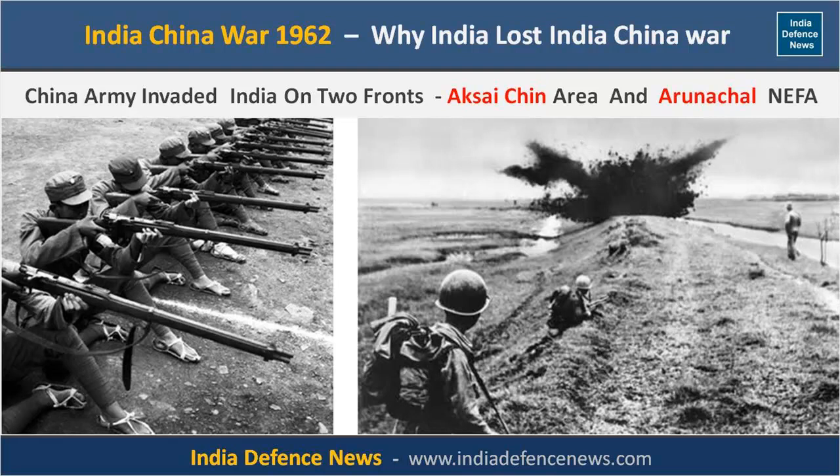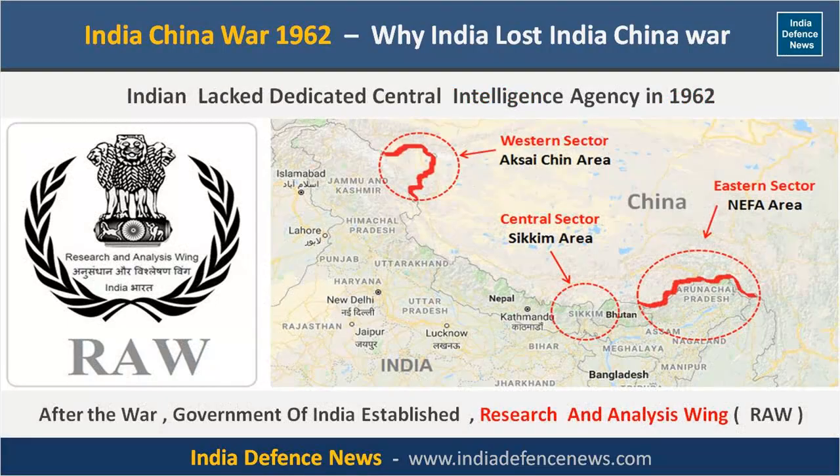The failure of crucial intelligence inputs and lack of such crucial information helped the Chinese army to keep the element of surprise in this operation. Till 1962, India did not even have a dedicated external intelligence agency. This war was said to be the greatest intelligence failure in Indian history. However, after the war, in 1968, the Indian government decided to establish the Research and Analysis Wing (RAW), which is now a dedicated external intelligence agency.